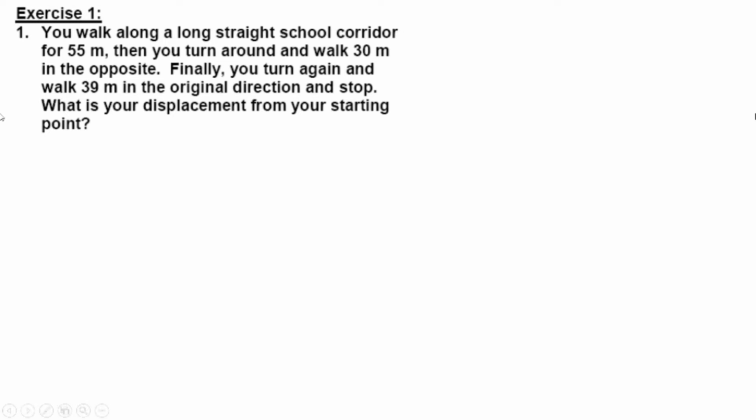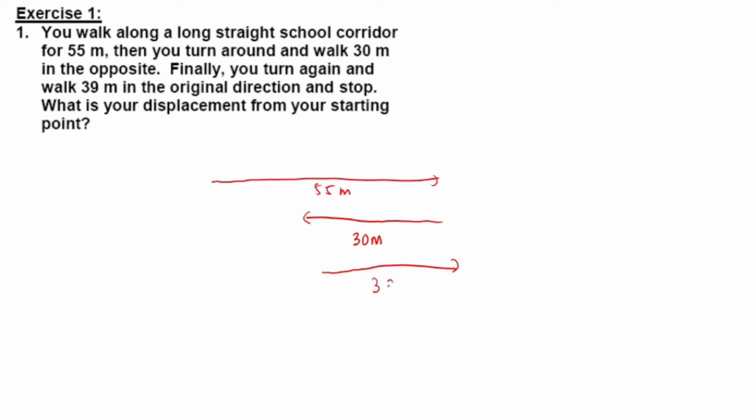So let's see question number 1. It says you walk along a long straight school corridor for 55 meters, then you turn around and walk 30 meters in the opposite direction. Finally you turn again and walk 39 meters in the original direction and stop. Displacement means you have to consider the direction, so positive or negative.